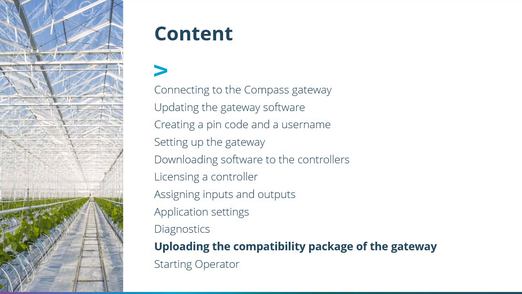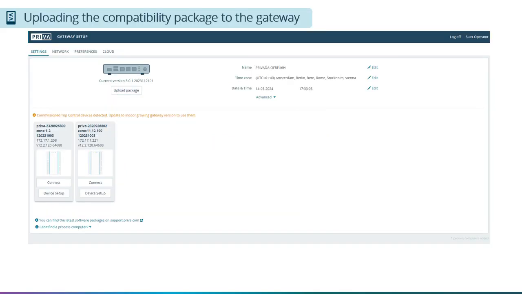Finally, we can upload the compatibility package to the gateway for the operator to use. When you come back to the gateway setup, you will notice that the controller icons have changed. The controller icons now show the zones that are configured, the controller software version, the IP addresses of the controllers, and the compatibility package version. The controllers now also have a connect button that was not there before. This indicates that the controller is ready to be connected to the gateway.